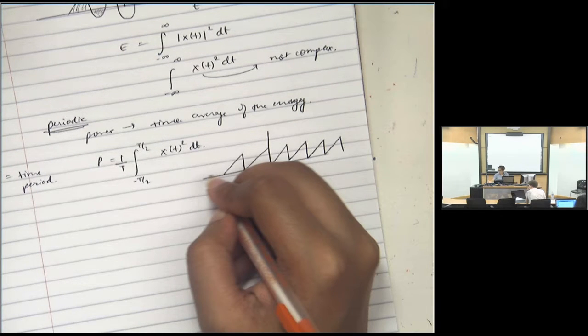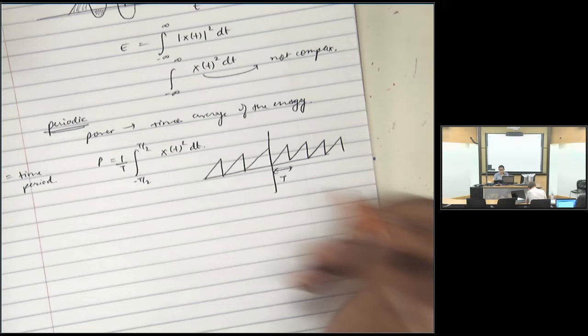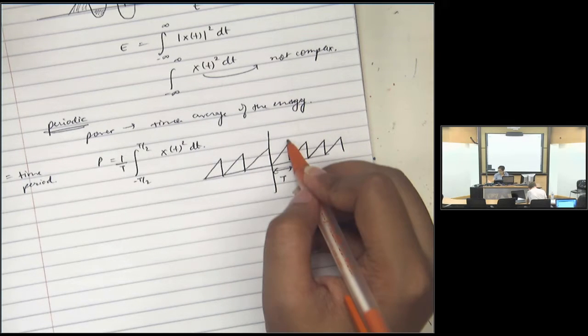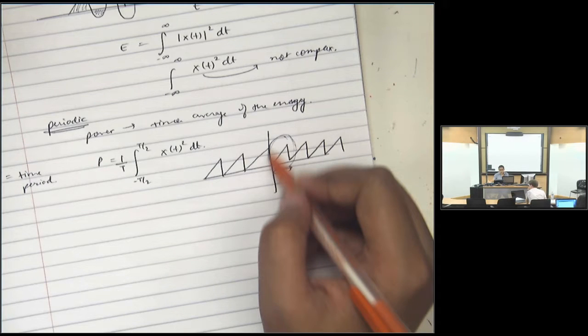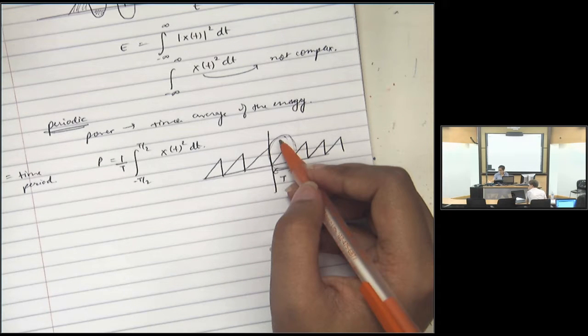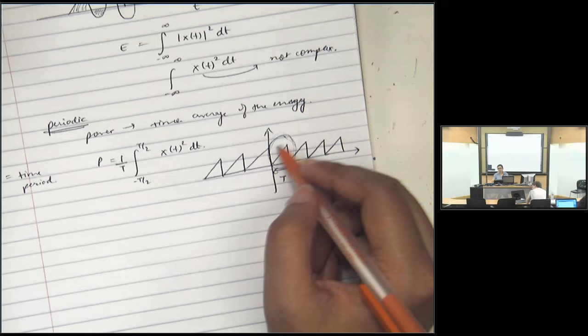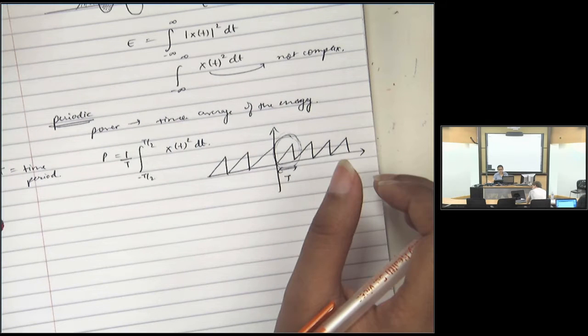Okay? And this is your time period T. So you're defining the power in this period, so you're only integrating in this period. Whenever you have a periodic signal, just make sure that you're only integrating in the time period of that signal. Okay?